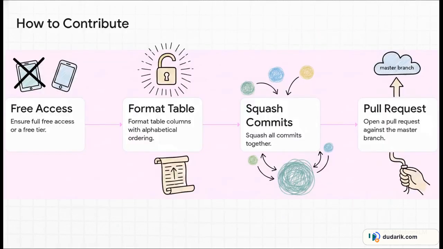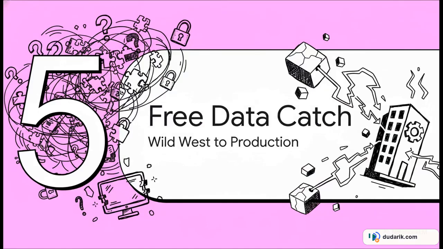Because of that philosophy, the whole contribution process is highly structured. First, your API absolutely must have a free tier, and it cannot require you to buy a physical device to make it work. On top of that, your addition has to be perfectly alphabetized in its category. And on the Git side of things, you have to cleanly squash all your commits into one before you even open a pull request against the master branch. It is strict, for sure, but that's exactly what keeps the list so clean. And finally, Section 5, the catch with free data, moving from the Wild West to production.